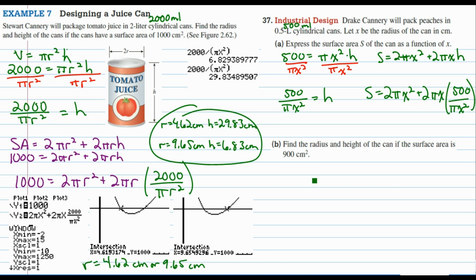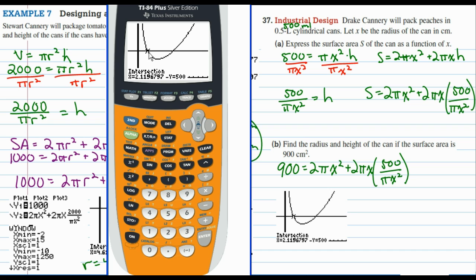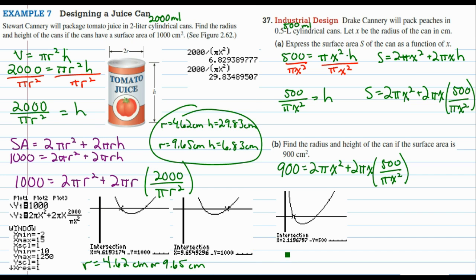Part B asks us to find the radius and the height of the can if the surface area is 900 centimeters squared. Similar to the last problem, I'm going to set the surface area to 900, put 900 in Y1, and then the surface area formula that I just got from part A in Y2, find a good window, and find the intersection. Now that I've found the first intersection, I'm going to use that x value to find the height that goes with it. So I'm going to use 500 divided by pi x squared in my calculator. So I get a height of 35.42 centimeters when the radius is 2.12.